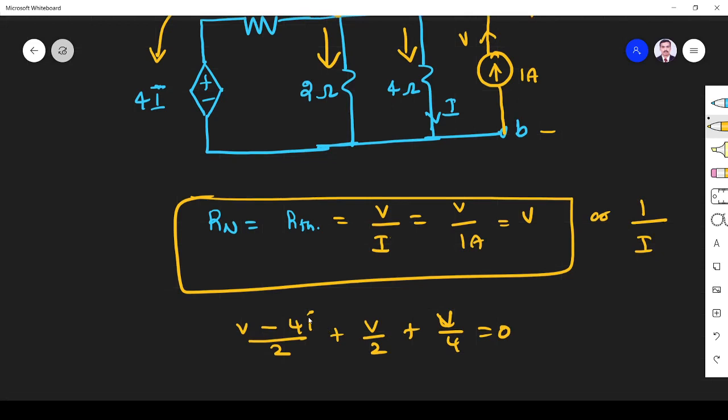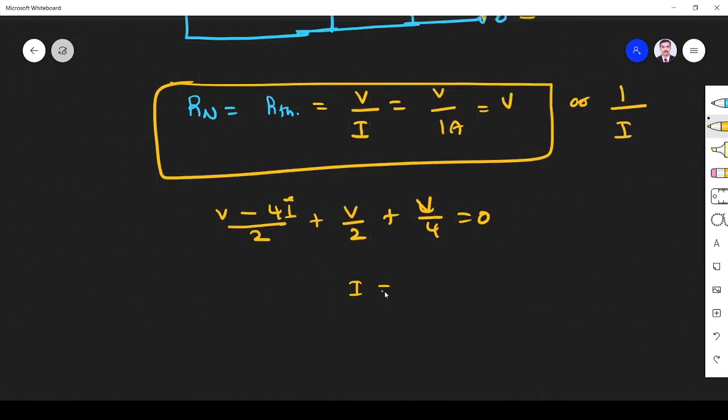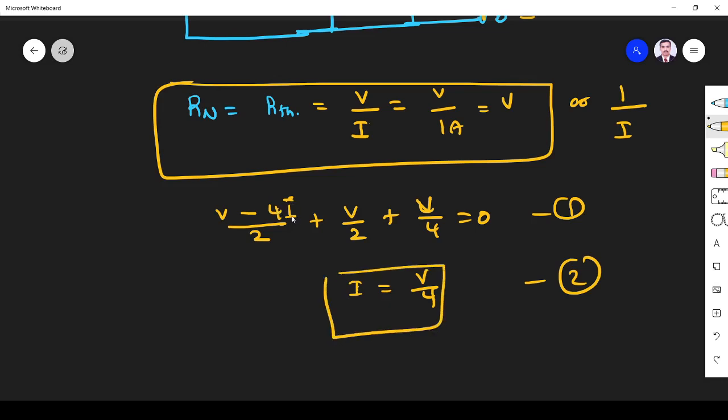I don't know about this I, but from here I can find what is I. I is equal to the current flowing through this terminal. The voltage across this terminal is V, R is 4. So I is equal to V by 4. This is equation number 1, this is equation number 2. If I substitute I equal to V by 4, 4 into 1 by 4, the 4s cancel, this is V minus V, so this part will be 0. So half V plus quarter V is 3 by 4 V.